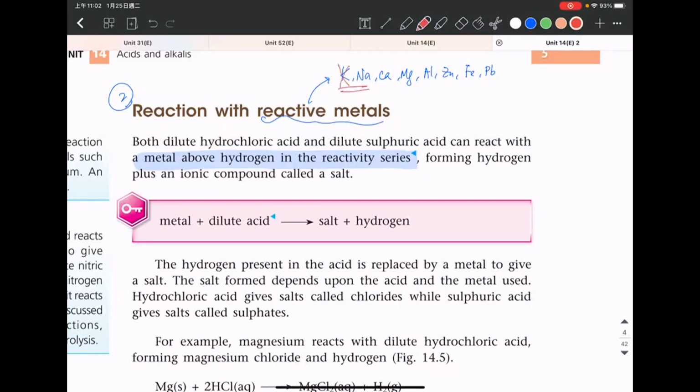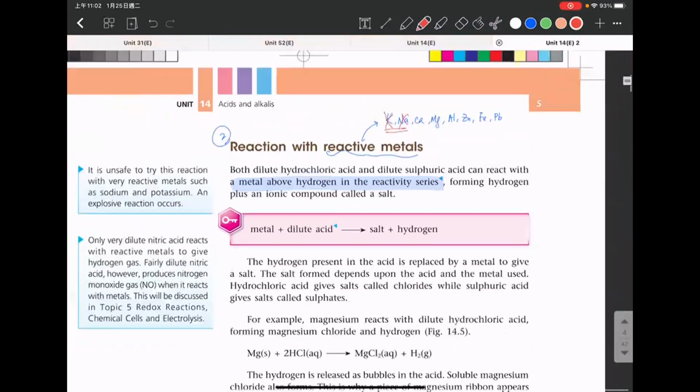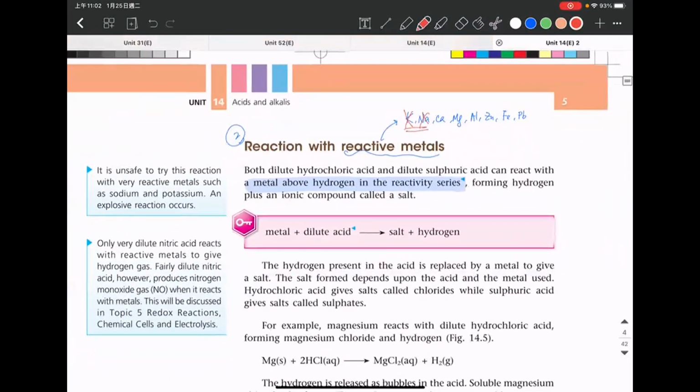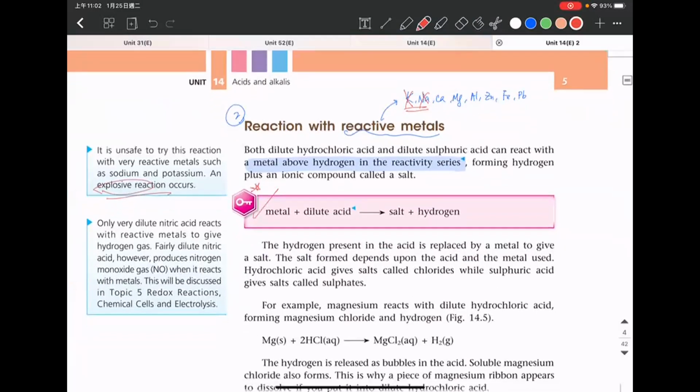Remember, for the first two, potassium and sodium, we can never attempt to react them with acid because an explosive reaction will occur. Those two metals are already very reactive. Do not mix them with acid. I don't need to mention it, because once you put them in water it's already very dangerous. So never put them in acid. The reaction produces a salt and hydrogen as products. So please remember this general equation.